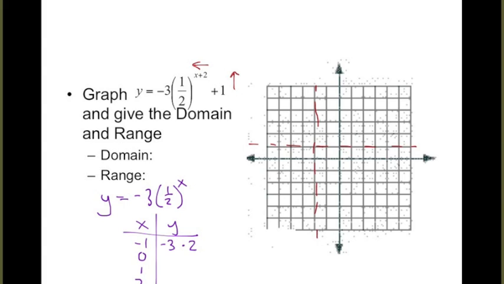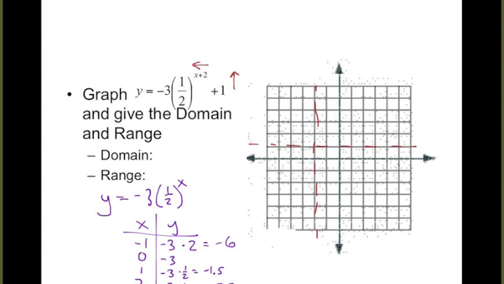When I plug in a negative 1, it's going to flip over that fraction to make it 2. So I get negative 6. Plug in 0, I get the front number. Plug in 1, I get negative 3 times a half, or negative 1.5. Plug in 2, I'm going to get negative 3 times a half squared, which is a fourth, or negative 0.75.